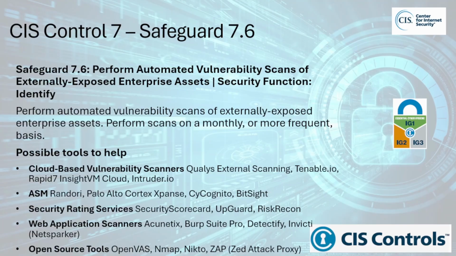Why this safeguard is important. 1. Externally exposed systems are the first targets for attackers and automated bots. 2. Unpatched or misconfigured public-facing services can lead to data breaches or ransomware attacks. 3. Continuous scanning helps maintain a strong security perimeter. 4. Supports regulatory compliance and third-party risk management. 5. Enhances visibility into your attack surface, even as new assets are deployed. By automating these scans, organizations ensure rapid detection and response to threats, reducing their exposure to internet-based attacks.